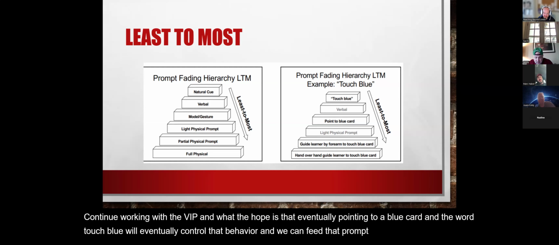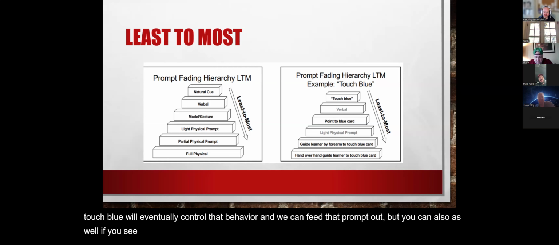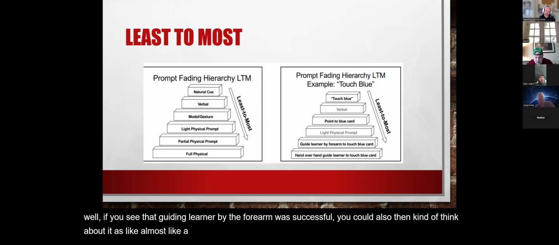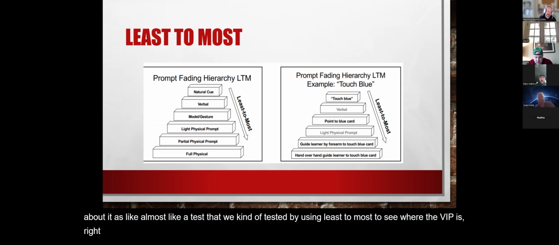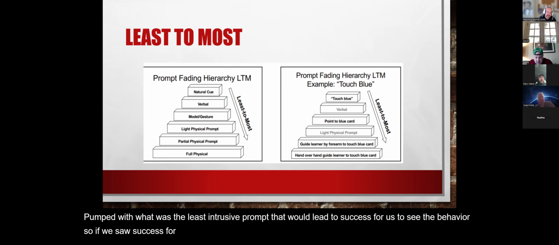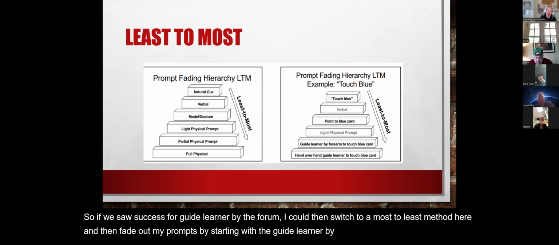But you can also, if you see that guiding the learner by the forearm was successful, think of it as almost like a test that we tested by using least to most, to see where the VIP is right now, to see what was the least intrusive prompt that would lead to success for us to see the behavior. So if we saw success for guide learner by the forearm, I could then switch to a most to least method here and fade out my prompts, starting with guide learner by the forearms and switching this to a most to least.